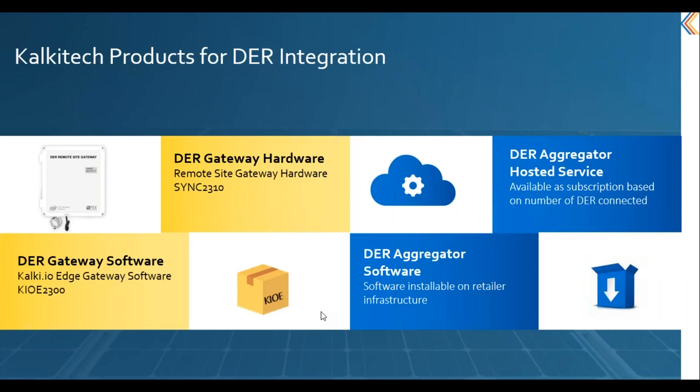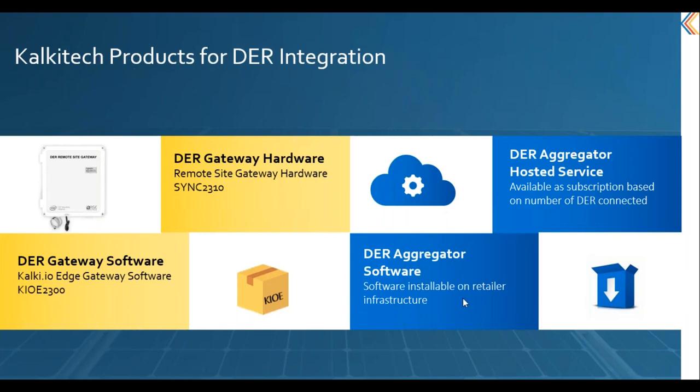So these are the four different products provided by Kalki Tech. The DR gateway software, that's Kalki.io 2300, which is a software-based solution that can be installed on any standard hardware. The DR gateway hardware, which is SYNC 2310, also called the Modbus gateway, which has been approved by a few utilities and is used for integrating the DR assets with the utility servers.